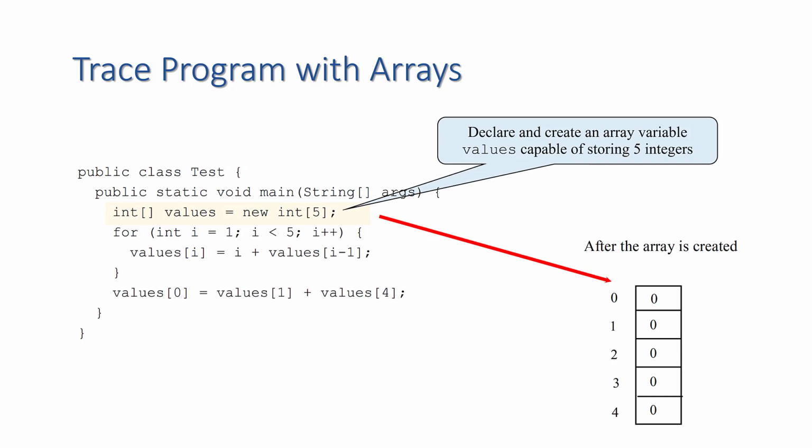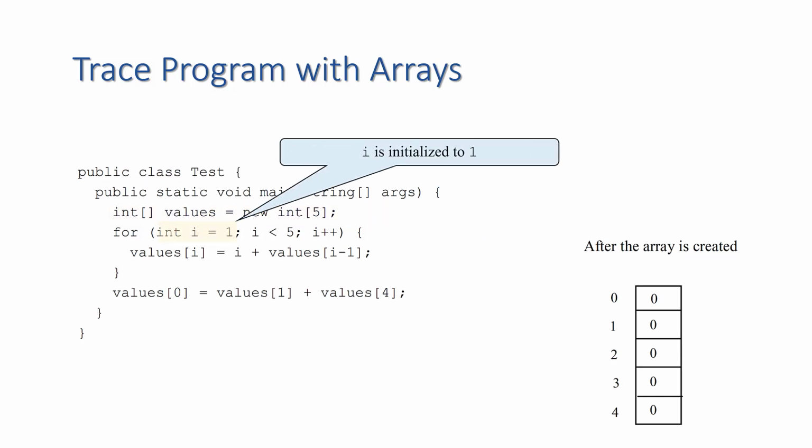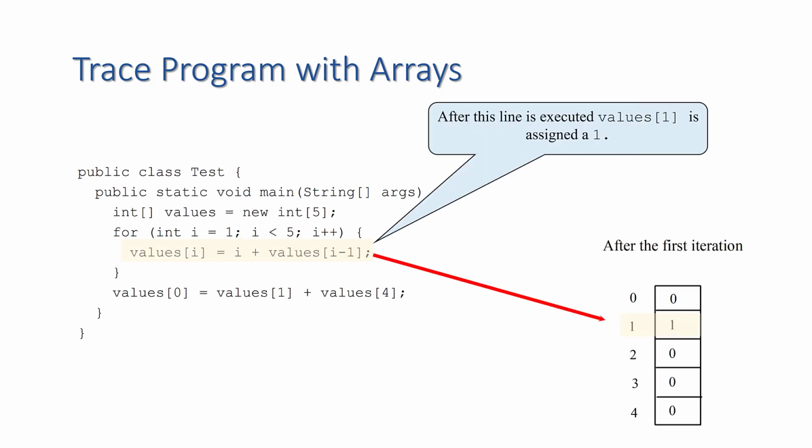In this code block, an array of 5 integers is created and referenced by values. In the for loop, i is initialized to 1. And then i is compared to 5. Since 1 is less than 5, the conditional expression evaluates to true and control transfers to the body of the for loop. The statement sets value sub i to i plus value sub i minus 1. Since i is 1, value sub 1 is set to the result of 1 plus 0.